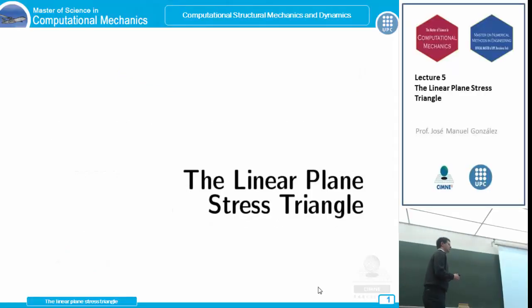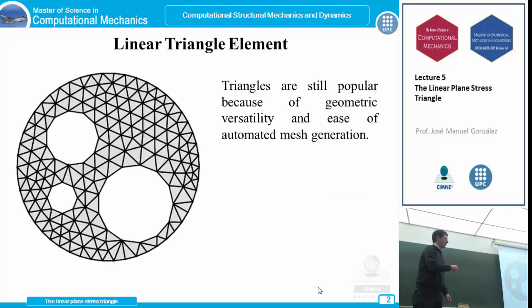We're going to start with the simplest element, which is the linear plane stress triangle in a two-dimensional problem. And we're going to apply what we have learned the last day. First of all, we use this linear triangle element because it's very simple to explain, and because we can use it to apply the previous formulation in an easy way.